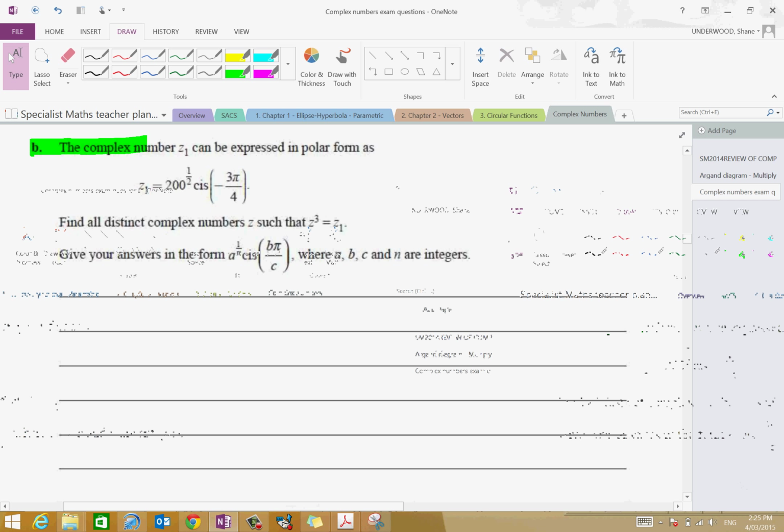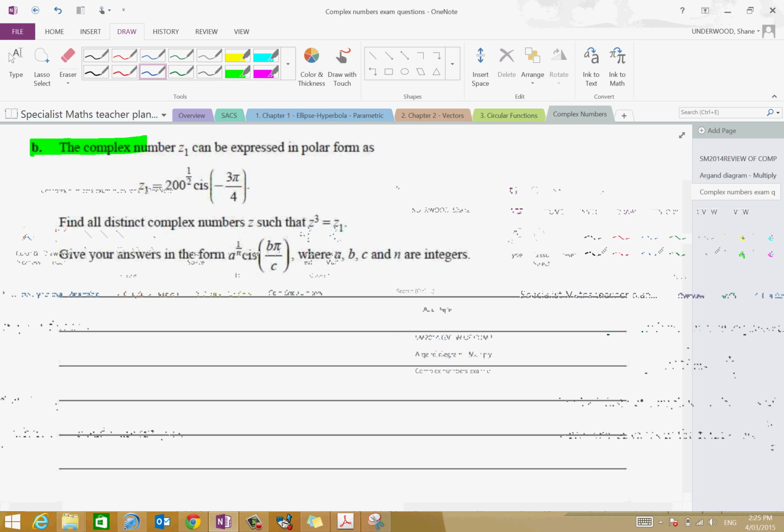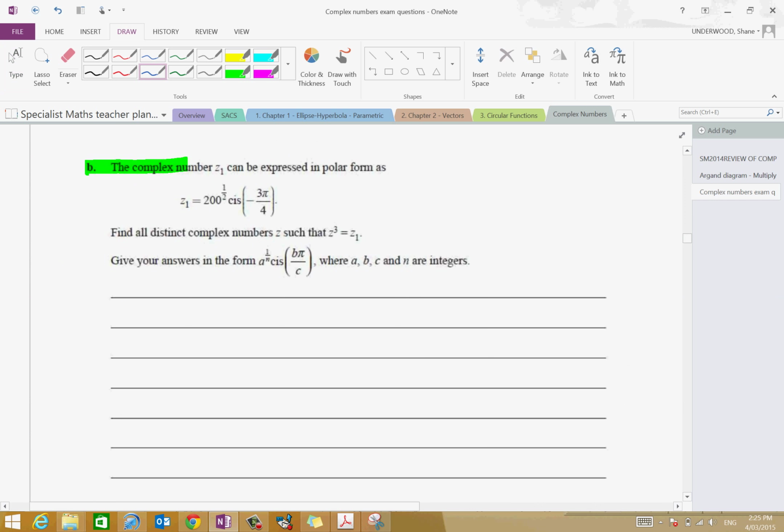Okay, so with this one, first of all, I'm going to show you just the minimal amount of working required to get your 3 marks. Now, first of all, we're saying that z cubed is equal to 200 to the power of a half cis of minus 3 pi on 4.